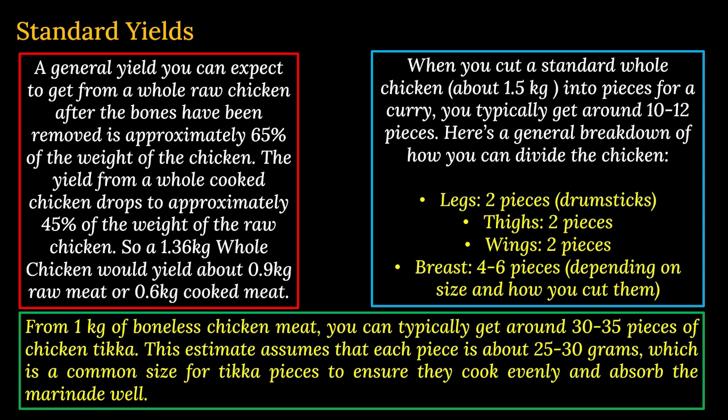Another very important piece of information for you. If you get 1 kg of boneless chicken meat, you can get a standard 30 to 35 boneless pieces, and each of them will be around 25 to 30 grams, mainly used for chicken tikka. So that is also clear. Even nowadays you get chili chicken cut, chili chicken also having the same cut, it can be with bone and without bones as well. Okay, fair enough.